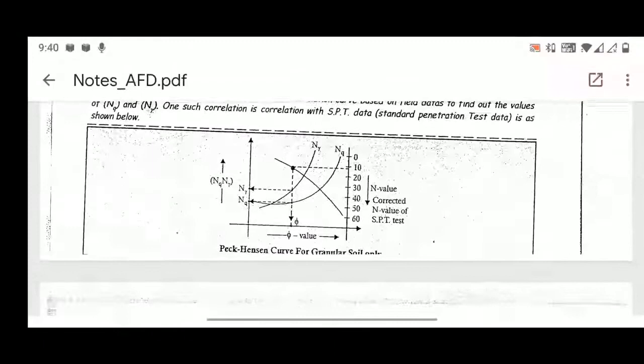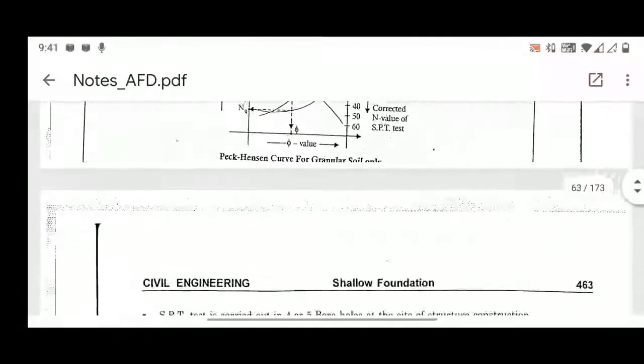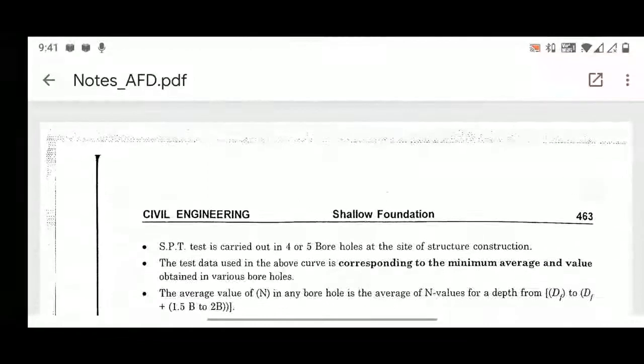You can see phi value on the x-axis, and on the y-axis it is Nq and N gamma. On the other y-axis you can also see the corrected value of N, that is, the SPT test value. With the help of this chart, for a particular value of N, we can simply take Nq and N gamma, and use these values in the Terzaghi bearing capacity equation to get the ultimate bearing capacity.